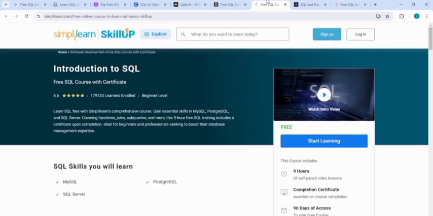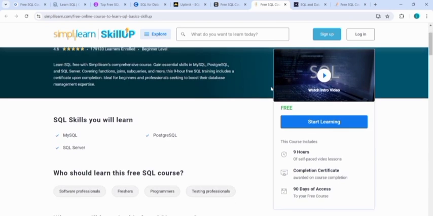Now moving towards our seventh course, that is Introduction to SQL, and it is provided by Simply Learn as Skill Hub. So Skill Hub has a hand-to-hand membership with IBM. So IBM, you know, a lot of students know that it is a big tech company. So the course name is Introduction to SQL, and it will be a free course, and it will be a 9-hour course, and there will be a completion certification, and there will be 90 days of access. So these are the important topics like MySQL, Trigger, SQL Server, other.